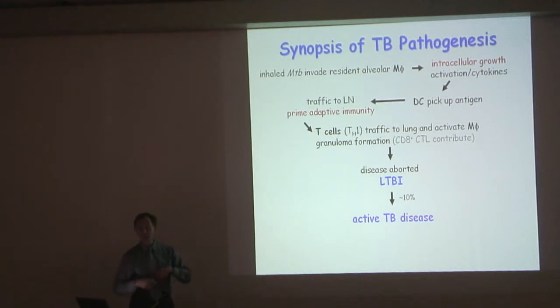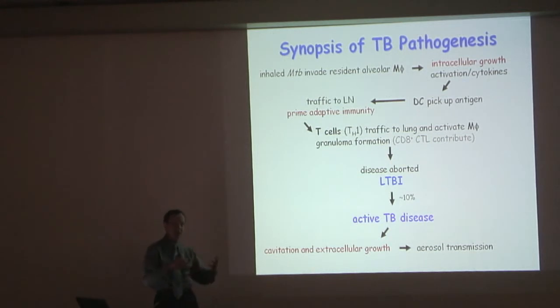Unfortunately, about 10% of people will reactivate. Some go directly to disease without ever having latency. Many more will have a period of latency that may be years or even decades. And then the infection revives, the bacteria grow, and it causes active TB disease. This produces cavitation. The bacteria assume an extracellular lifestyle, and now they can be spread by coughing and by talking. And this last step is very important because there's no environmental reservoir for TB. Its perpetuation as a human pathogen requires spread.